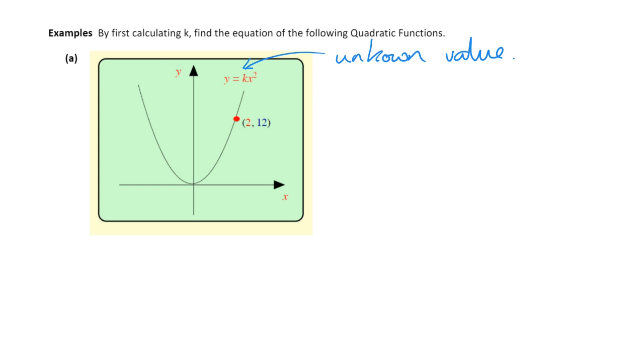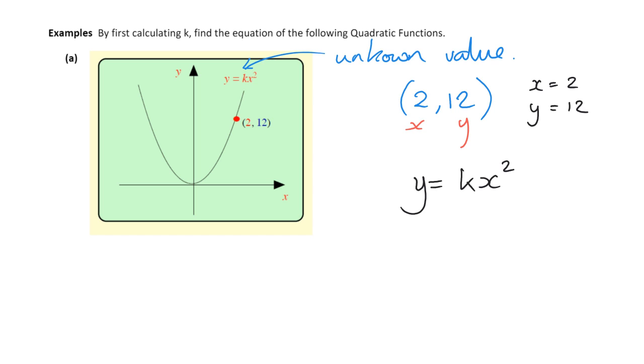Now, what we've got here is much like when you were dealing with a straight line and gradient. We have 2 points, a point, with 2 coordinates. We have an x coordinate and we have a y coordinate. We also have the actual equation, y equals k times x squared. Now, what this means is that we can substitute our x is 2 and our y is 12. So those values can be substituted in here. Now, the number of unknown values we've got within this question is we've got an unknown y.